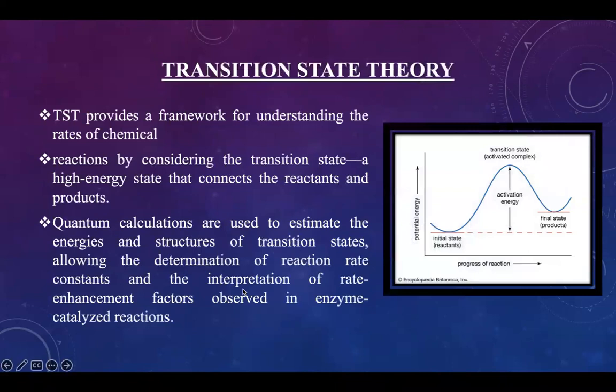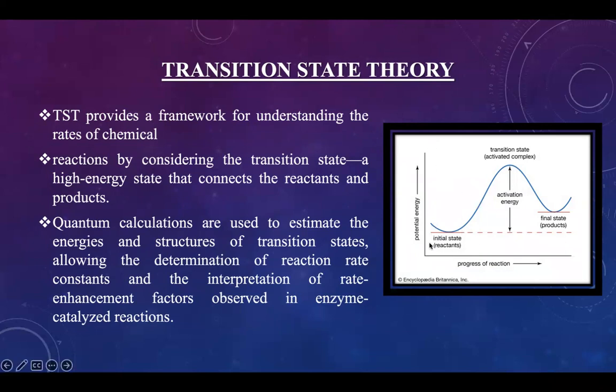Transition state theory. Transition state theory (TST) provides a framework for understanding the rates of chemical reactions by considering the transition state, a high energy state that connects the reactant and products. Quantum chemistry calculations are used to estimate the energies and structures of transition states, allowing the determination of reaction rate constants and the interpretation of rate enhancement factors observed in enzyme catalyzed reactions.